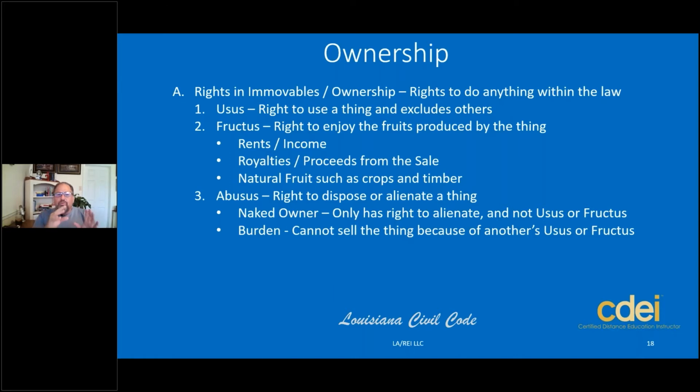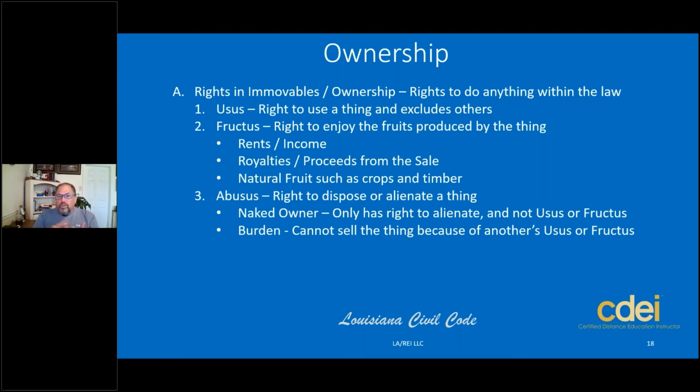Remember, in Louisiana, property means things. It could be movable, which is like furniture in a house, or it could be an immovable, permanent, can't move it, like a house. Now, what is the ownership or interest rights in an immovable in Louisiana? It's any rights that you get under usus, fructus, and abusus within the limits of the law.